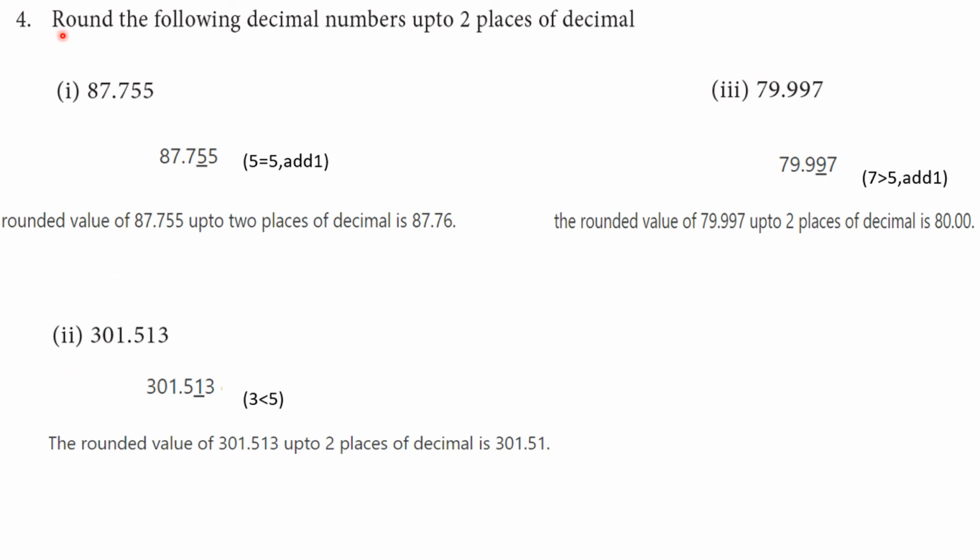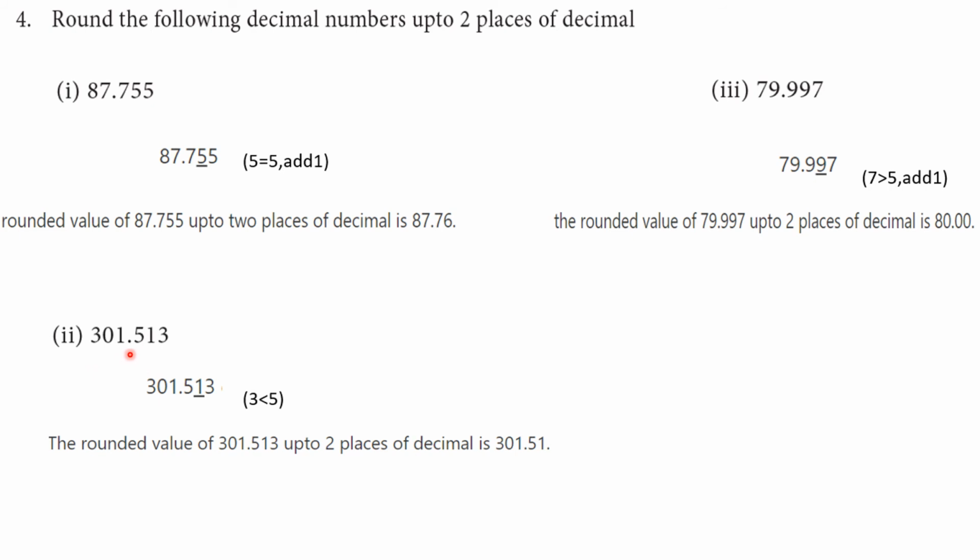Next, round the following decimal numbers up to 2 places of decimal. 2 places means we will concentrate only on the 100th place. Here the 100th place is 5, in 87.755. So the 10th is 7 and the 100th is 5. So you underline the digit 5. The digit next to the underlined digit on the right side is 5. 5 is equal to 5, so you add 1 to the underlined digit. So 5 plus 1, 6. Therefore the answer is 87.76.